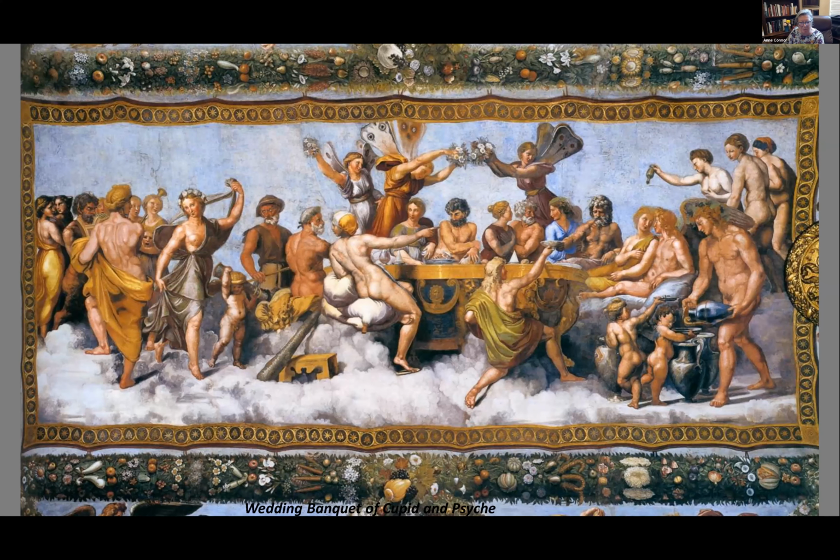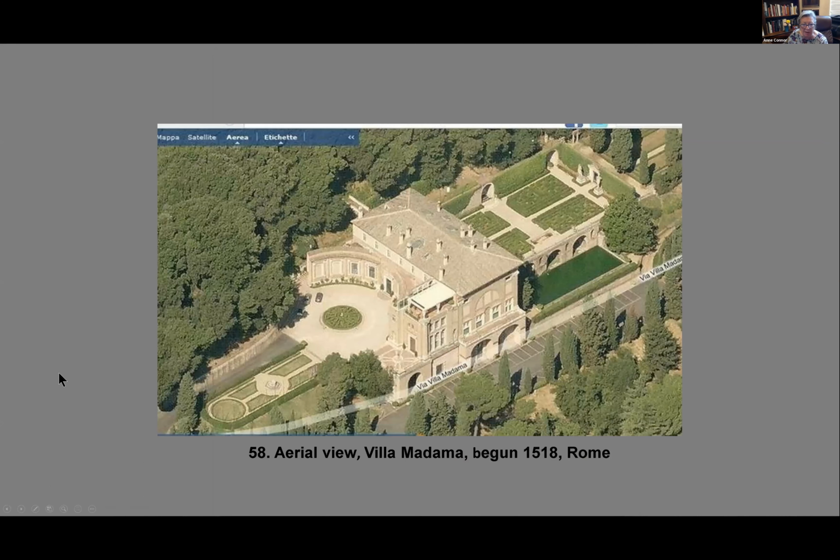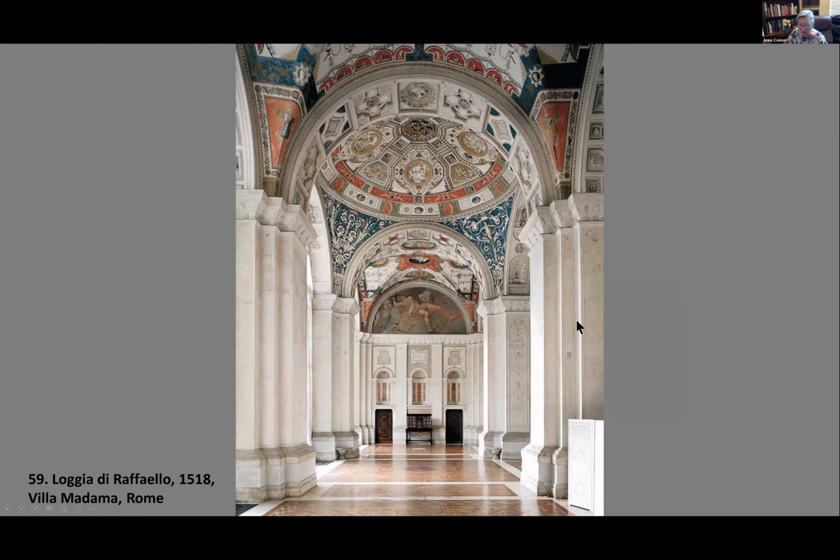And the banquet of Cupid and Psyche. More portraits. This is a double portrait, probably showing Raphael and a friend of his. And works in the Villa Madama, another beautiful loggia called the Loggia di Raffaello in the villa.